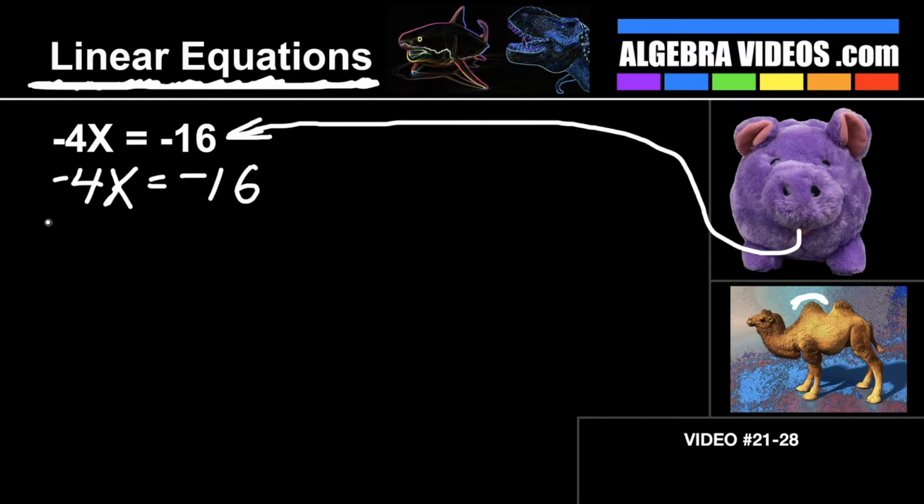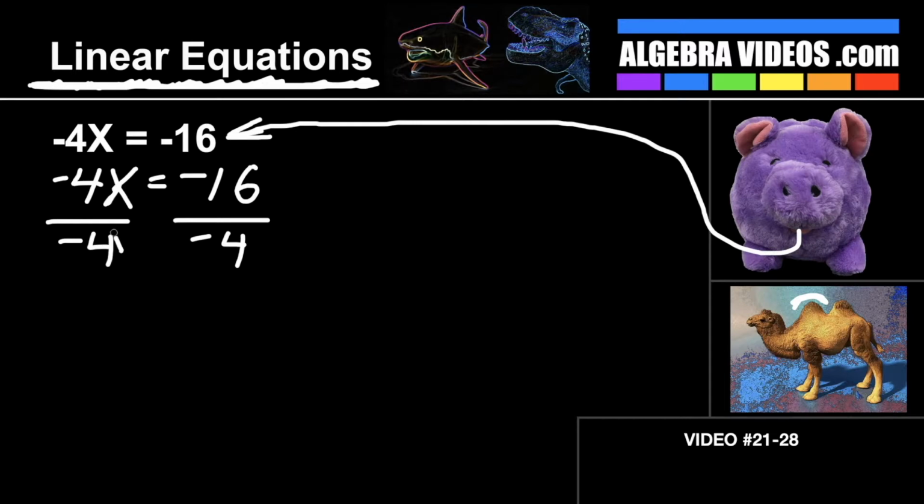So in this case, I'm going to divide both sides by a number. And that number that I've chosen is negative 4. I could divide by anything. I could multiply both sides by anything. I could add and subtract anything to both sides. But in this case, I've chosen to divide both sides of this equation by negative 4.